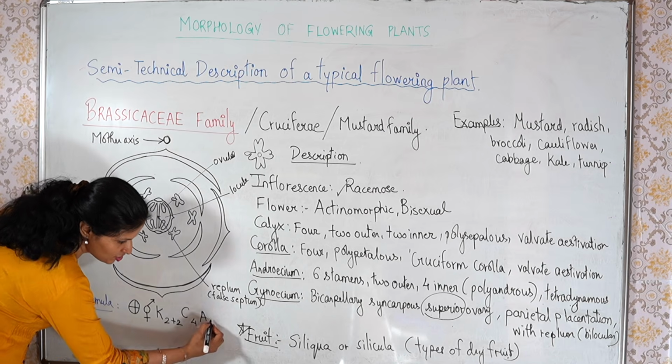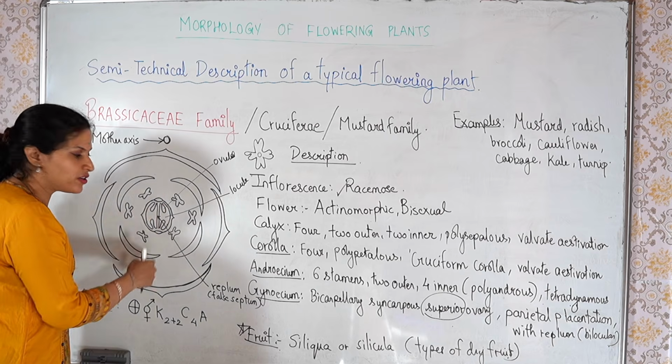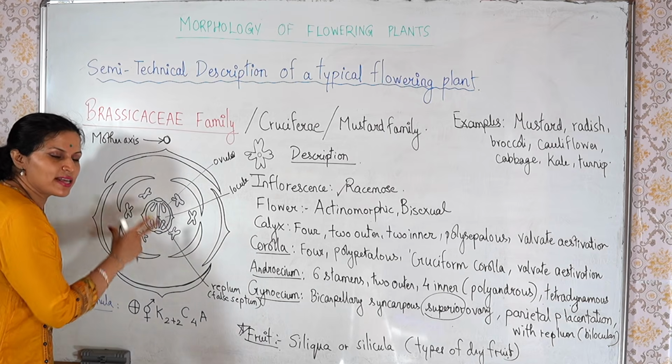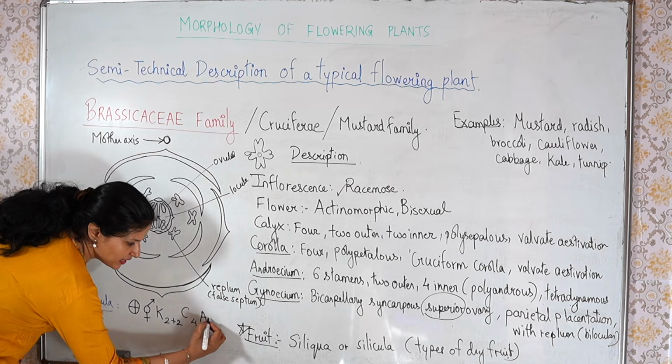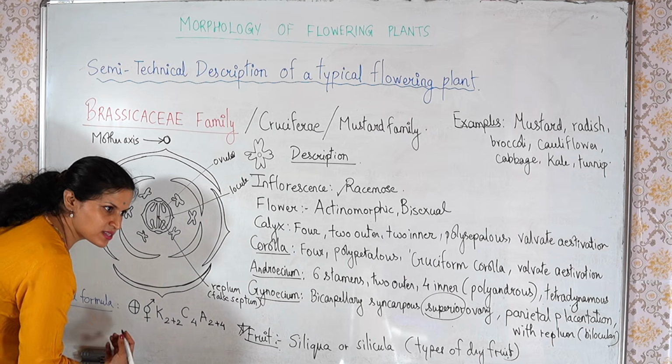Androecium, how will you write androecium? Will you write 6? No, you will write 2 plus 4. Will you write 4 plus 2? No. What is there outside will have to be written first. A 2 plus 4, which will indicate that there is tetradynamous condition.